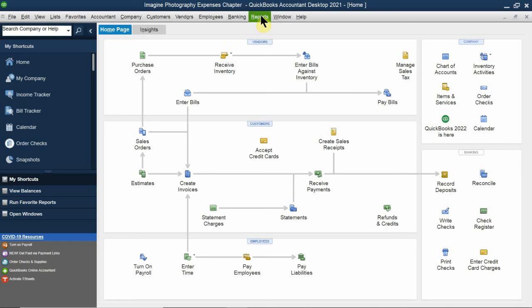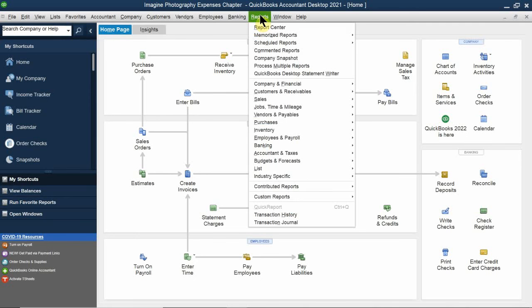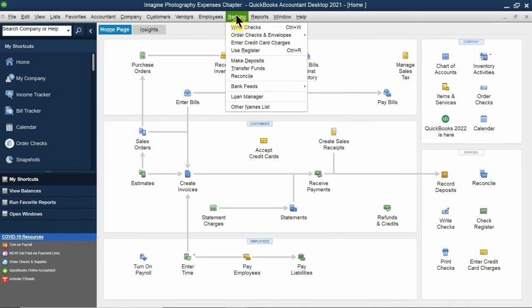Your only way to be able to do that is going to be through the banking menu. Nowhere else. Not on your home page, not on your vendor center, nowhere else except for Loan Manager, right? Because this one is very specific. Because again, are you always going to have a loan? It just depends on your company, because it just depends whether you took one or not.